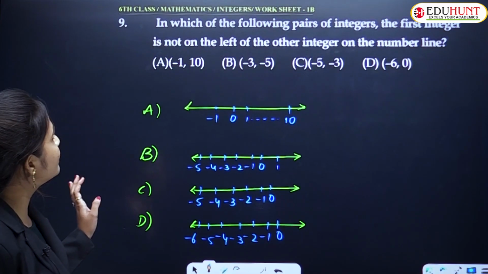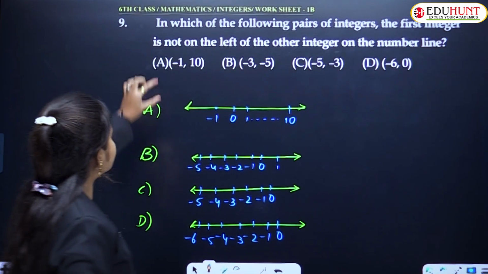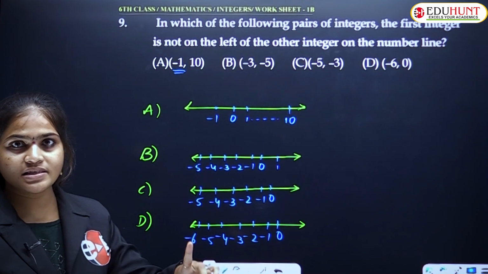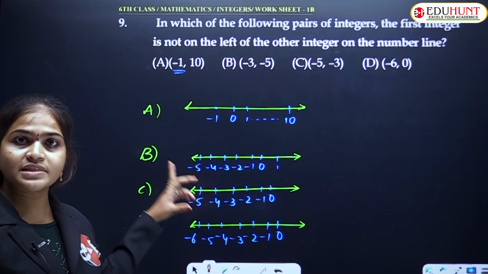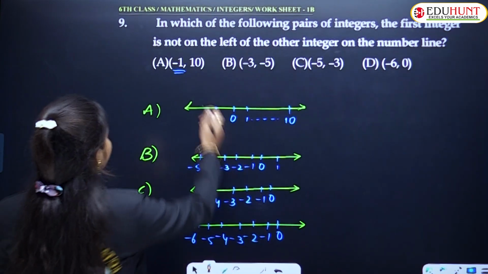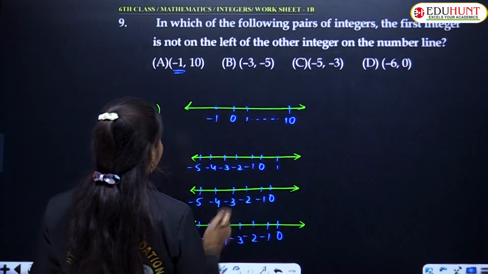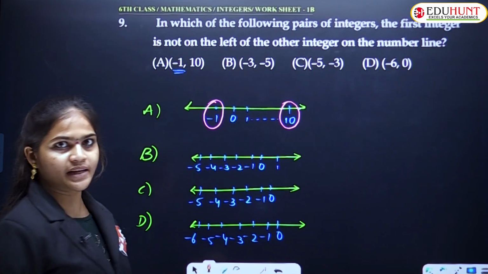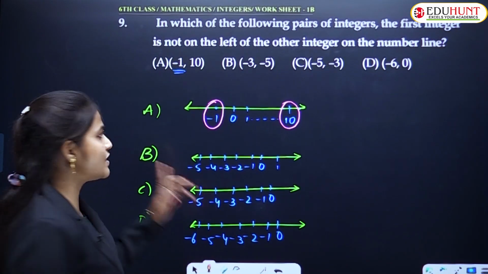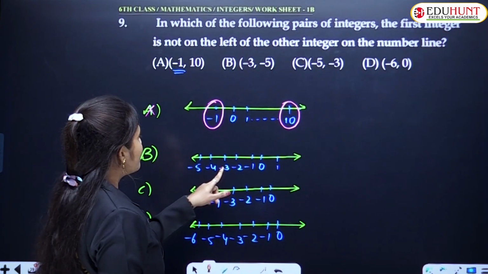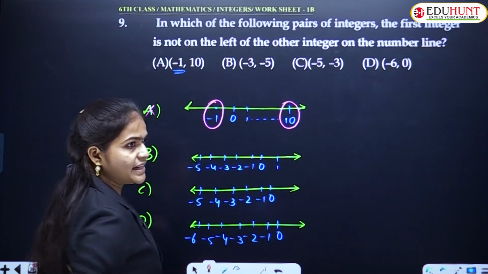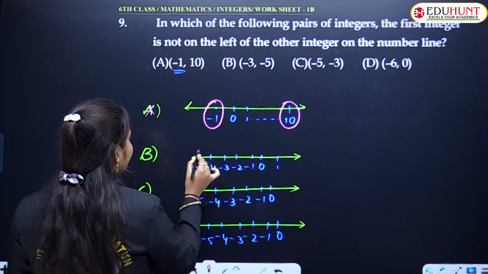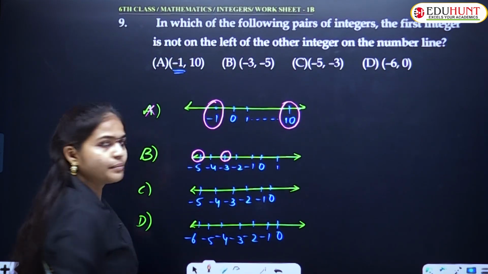As per this one here, in which of the following pairs of integers the first integer is not on the left of the other integer. The first integer which does not lie to the left side, they're asking. As per that, the first one here, what are the numbers? -1 and 10. So -1 is on the left side of 10, yes or no? -1 is on the left side of 10. So this is wrong. Next, -3 is left side of -5. Is it correct? Here -5 is left side of -3. -5 is the left side of -3.